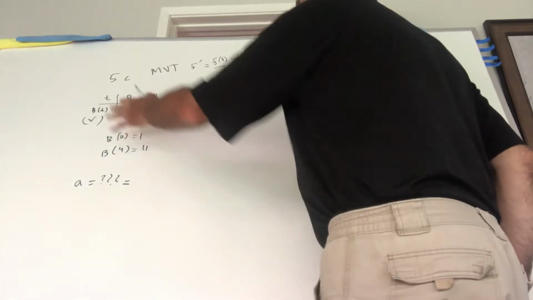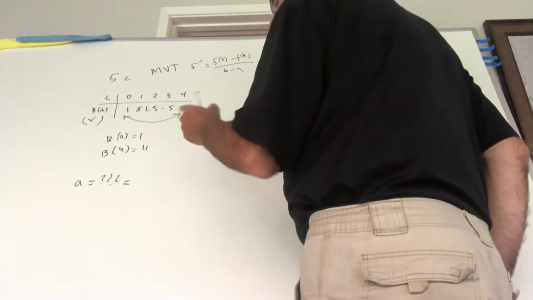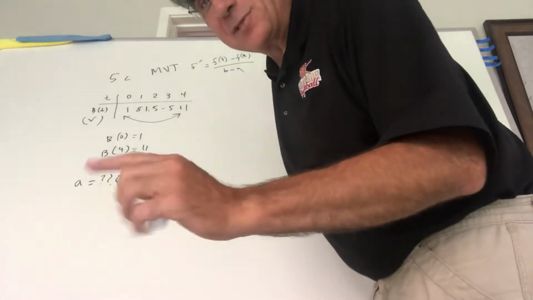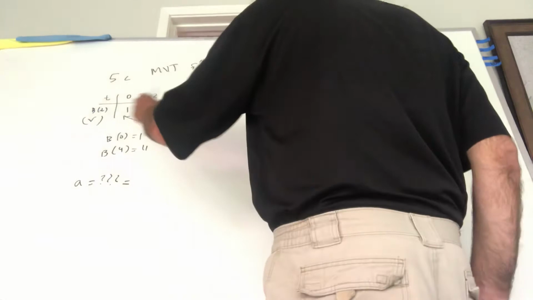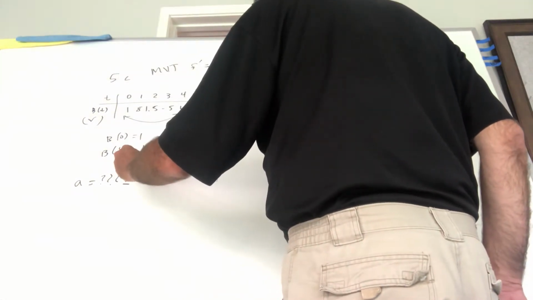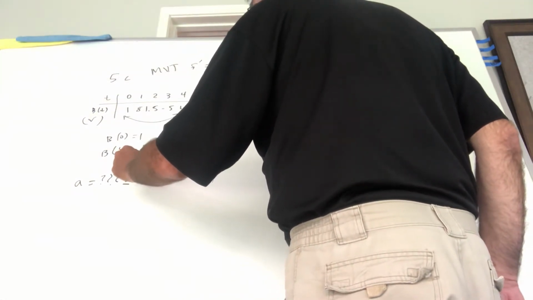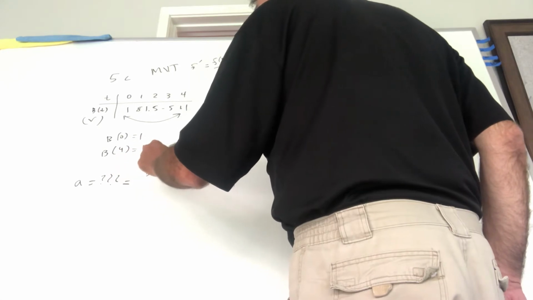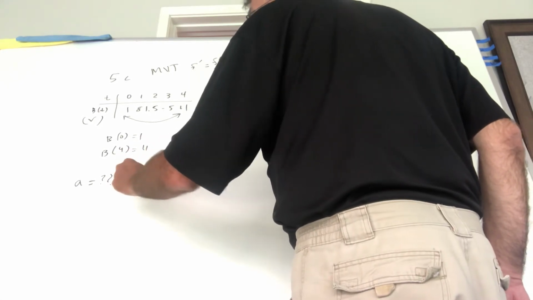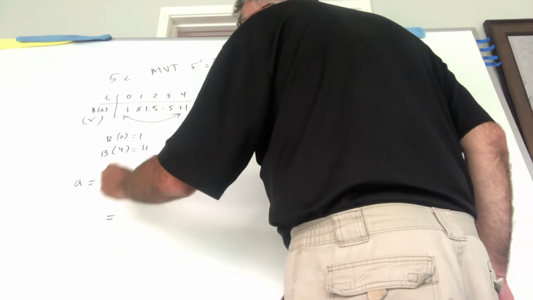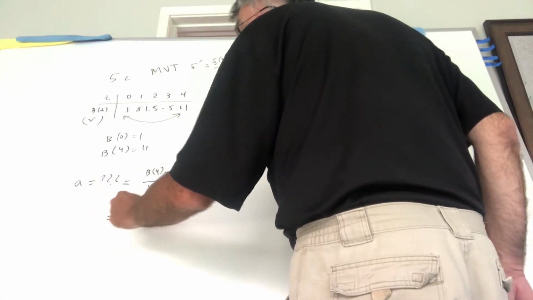Now you could use any points, but you want to find one that actually has 2.5 precisely for an answer. So you want to use the endpoints here. You want to say b of 4 minus b of 0 over 4 minus 0. B of 4 is 11 minus 1 over 4.